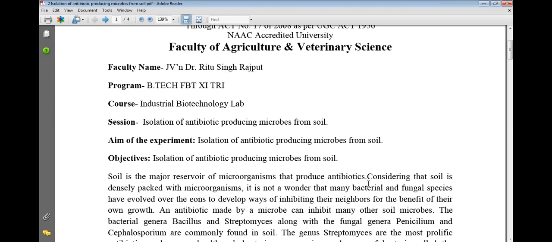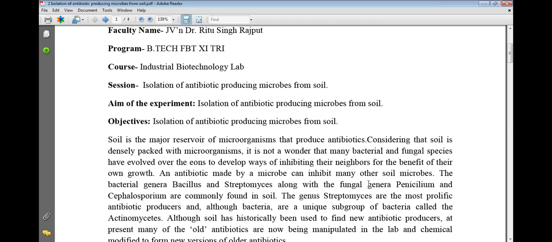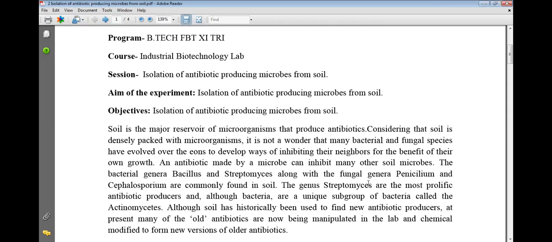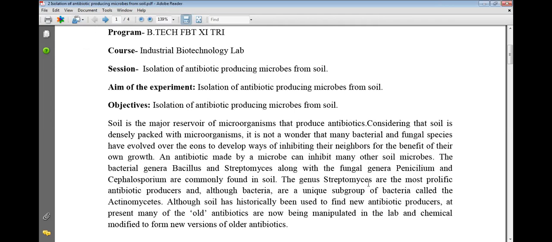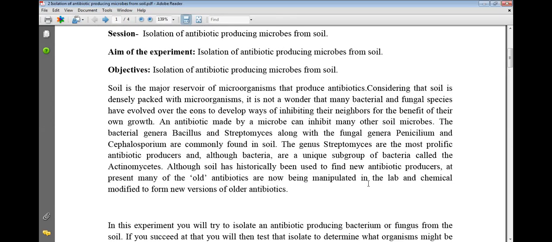Today's session is on the isolation of antibiotic-producing microbes from soil. Soil is a major reservoir of microorganisms that produce antibiotics. Consider that soil microbes have evolved over the eons to develop ways of inhibiting their neighbors for their own benefit. Generally, in our soil, we have isolated Bacillus and Streptomyces, and fungal genera, which produce penicillin, and some bacteria.